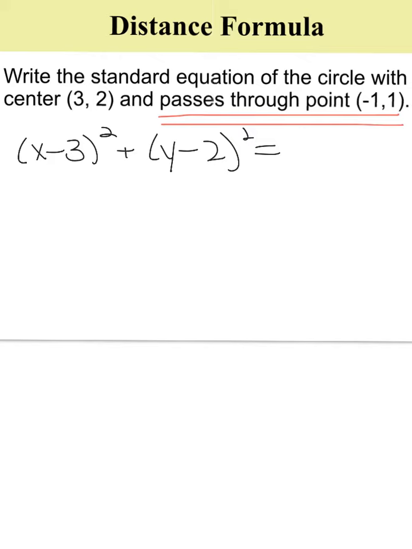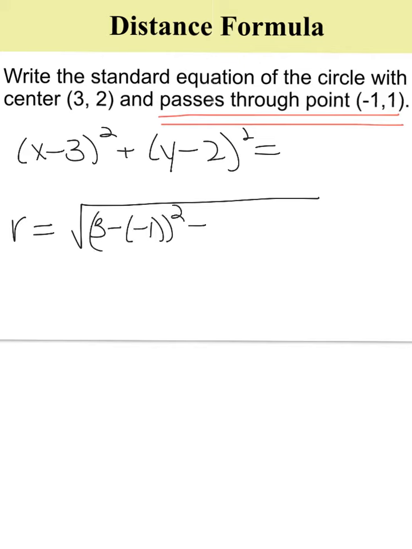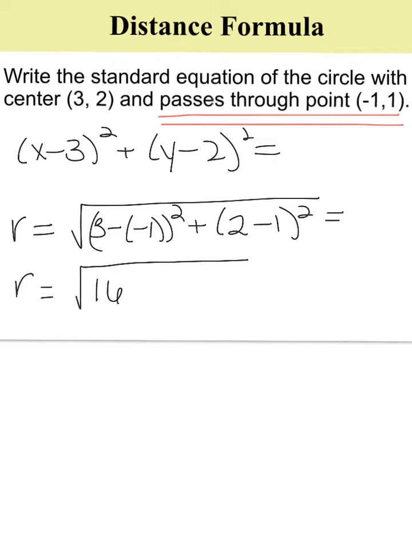So instead of d is equal to, I'm going to put r is equal to the square root of the change of x, 3 minus the -1 square, plus the change of y, 2 minus 1 square, so 4 squared is equal to 16, plus 1 squared is equal to 1. That's equal to the square root of 17. So that's the value of my radius.